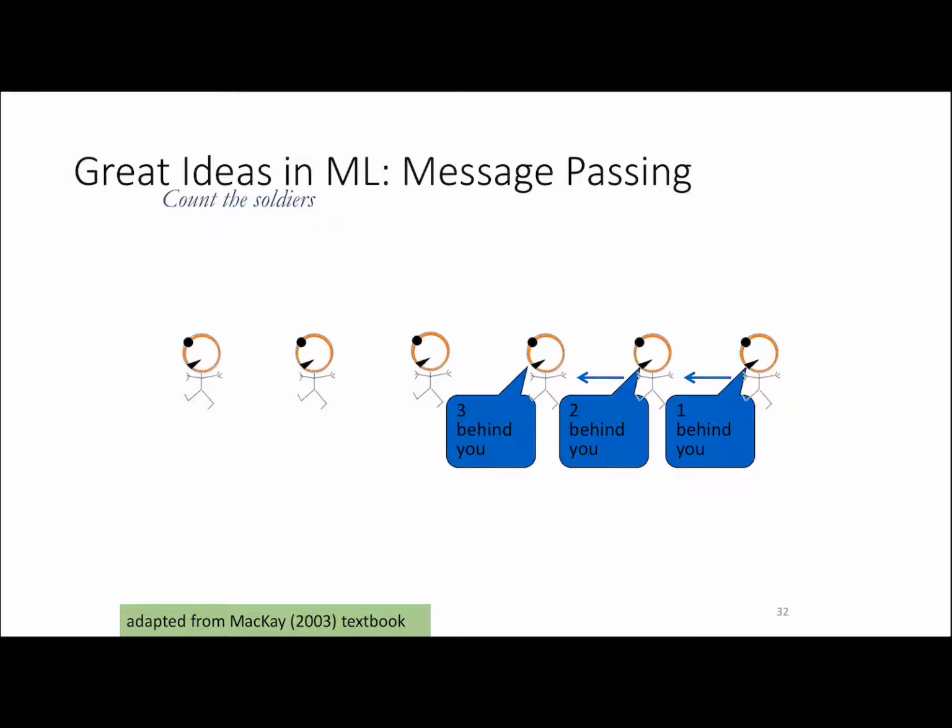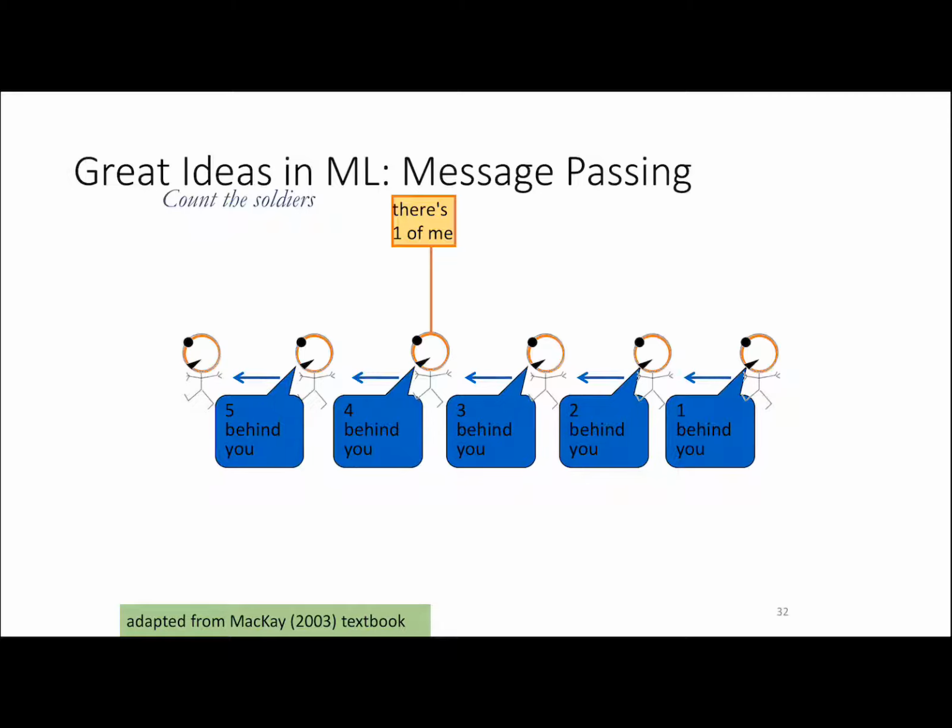And this is basically what we do. So the first soldier says, I'm 1 behind you. The next one, okay, 1 behind me. So the next message I have to send to the next one should be 2 behind me, and so on and so forth. So when you reach the person in the middle who says there's 1 of me, and I got a message from the guy behind me that says 3 persons behind me, I'm going to send a message to the next one, the 3, and so on and so forth.